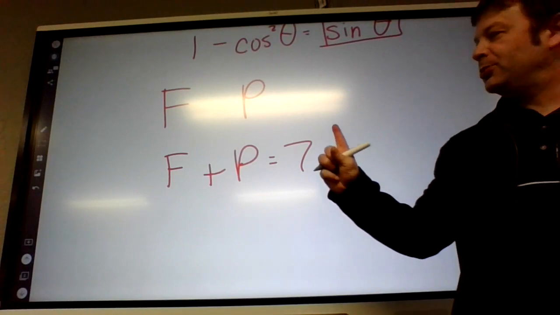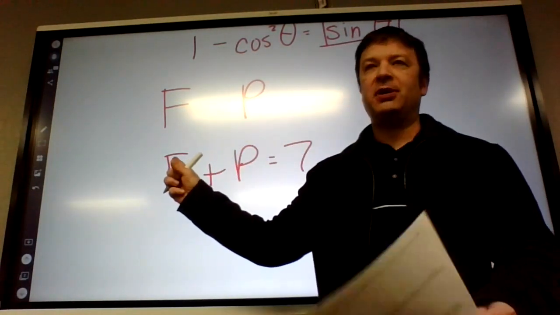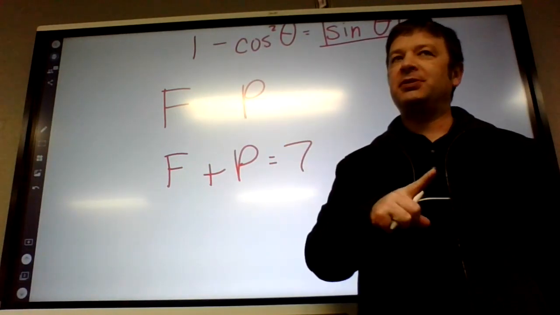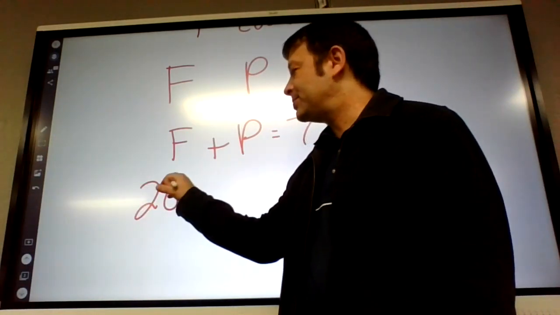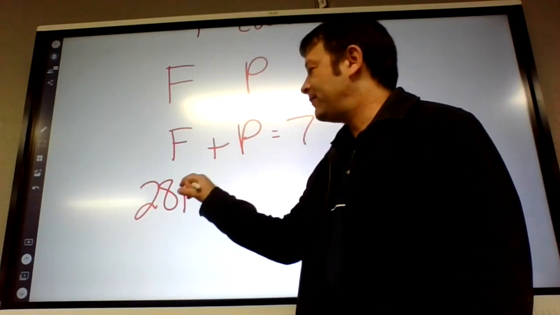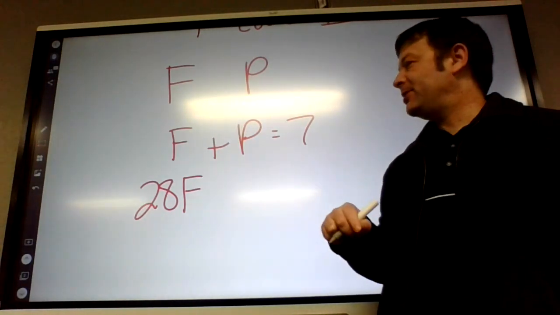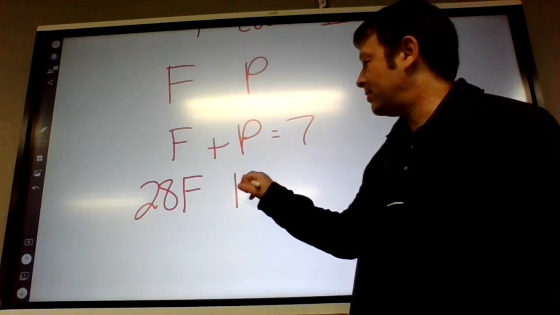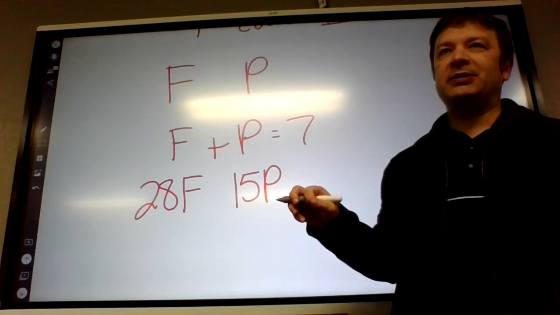Okay. What was each fancy shirt worth? 28 bucks. So how much money did she spend on fancy shirts? $28 times what? The number of fancy shirts she bought. How much money did she spend on plain shirts? 15 bucks. So $15 times the number of plain shirts.